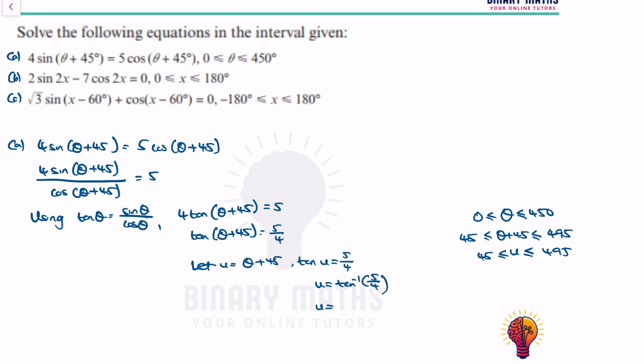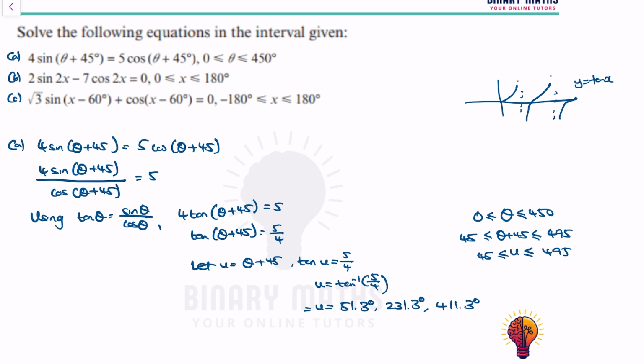So u is equal to, when you do inverse tan of 5 over 4, the first value you get is 51.3 degrees. Now because it's a tan graph, remember, y is equal to tan x repeats itself every 180. So when you've got one value, if you want to find the next one, all you do is add 180 or subtract 180. So when we add 180, we get 231.3 degrees. And the next one would be 411.3 degrees. If we keep adding 180, it goes over 495, so we can't do anything more.